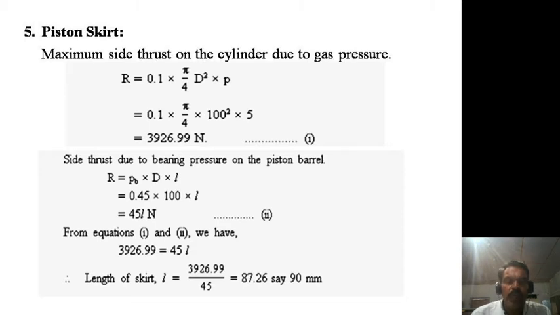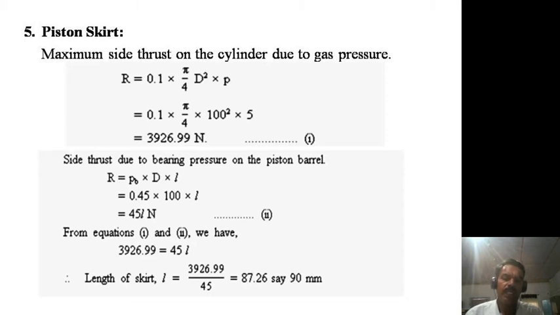Now equating equations 1 and 2, we have the first equation, 3926.99, on this side, equal to the second equation on the right side, that is 45 into l. Therefore, among these two equations, l is the unknown here.